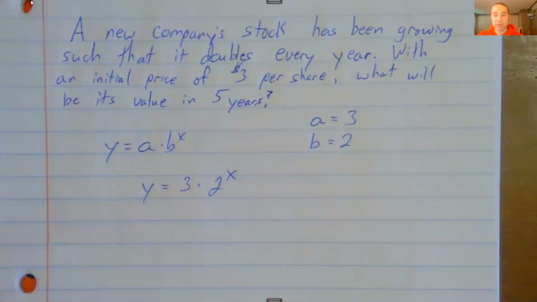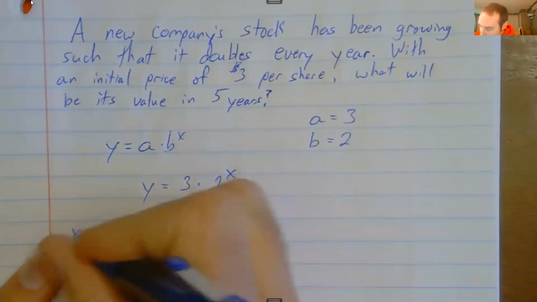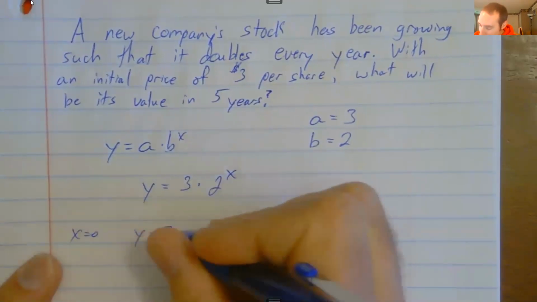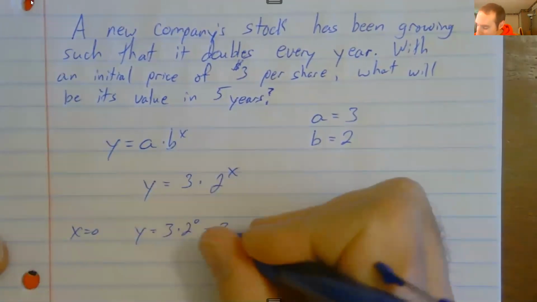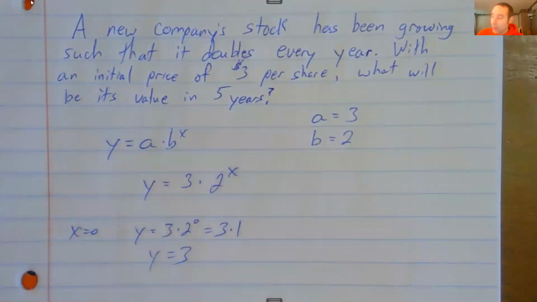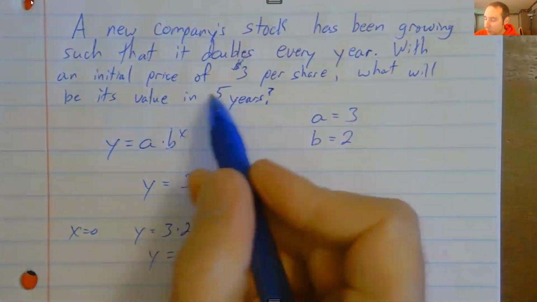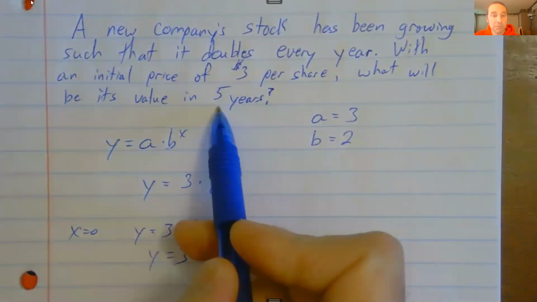So if I wanted to find out the value at 0 years, if I plugged in 0 for x, I could say y equals 3 times 2 to the 0, but we remember that anything to the 0 power is 1. So really this is 3 times 1, so our value was 3. But we already knew that. We already knew that at time 0, we had an initial value of 3.